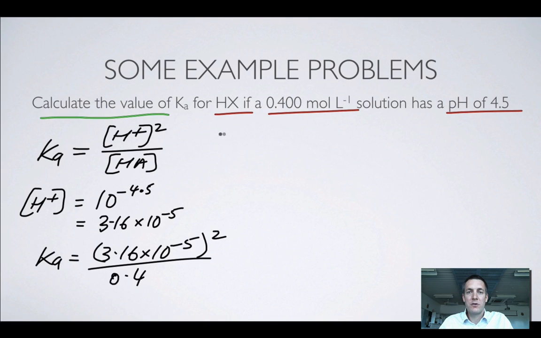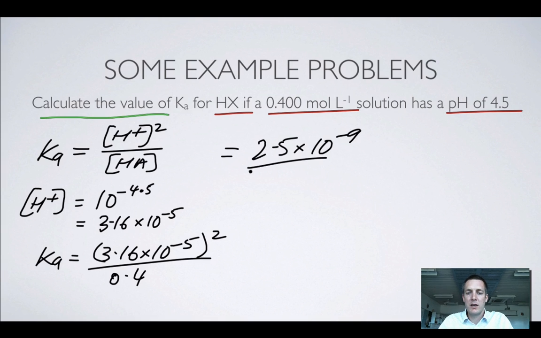Now hopefully you're not getting confused by the fact that I'm using HA and HX here. Remember, this is just the general acid. Here we're being told that the acid's anion is X minus. But anyway, I'll go ahead and plug these numbers into my calculator, and hopefully I'm right in saying that that gives me the answer 2.5 times 10 to the minus 9.